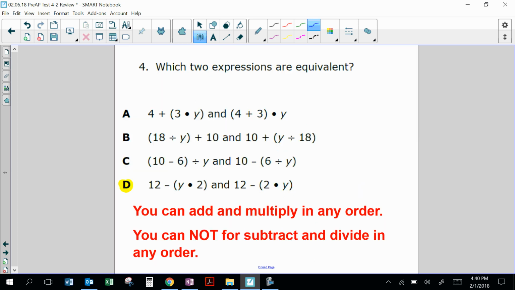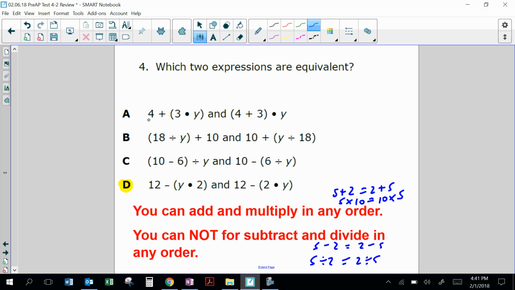Number 4. Which two expressions are equivalent? Do you remember that you can add and multiply in any order? What do I mean by that? 5 plus 2 is the same as saying 2 plus 5. 5 times 2 is the same as saying 2 times 5. But you cannot subtract and divide in any order. Is 5 minus 2 the same as saying 2 minus 5? This is positive, this is negative. No. Is 5 divided by 2, which is 2.5, the same as saying 2 divided by 5? No. That's 4/10.